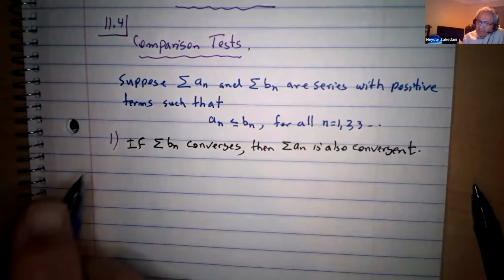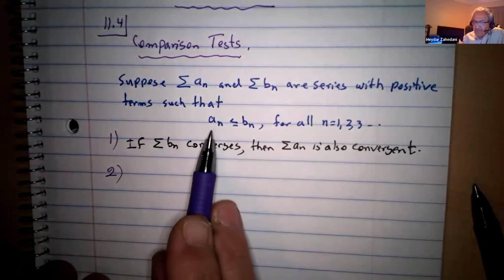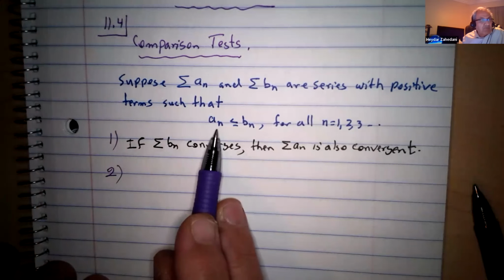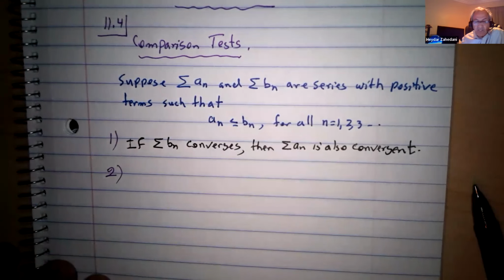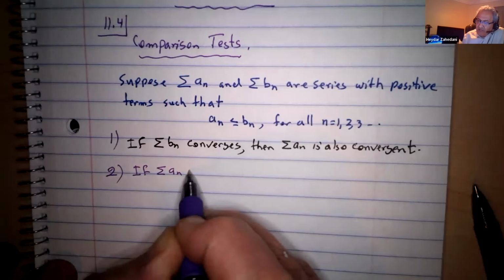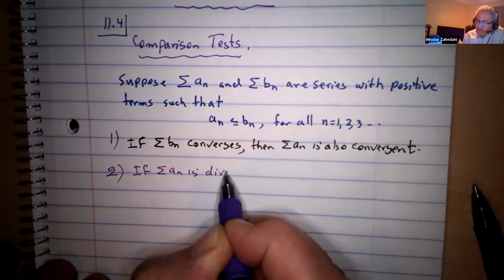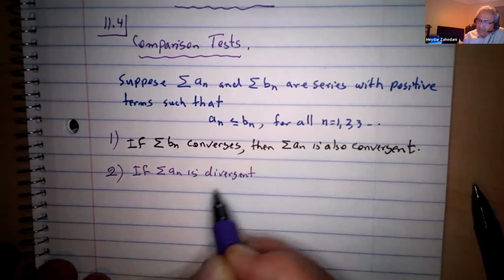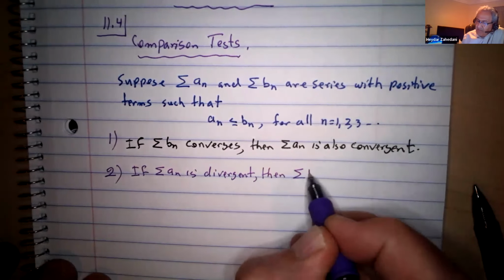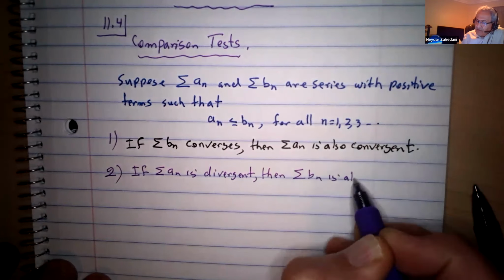The other case is the other way around. If sigma an is divergent, it means you cannot cover the smaller one. The smaller one goes to infinity. If you cannot cover the smaller one, how are we going to cover the big one? So if sigma an is divergent, then the bigger one, sigma bn, is also divergent.